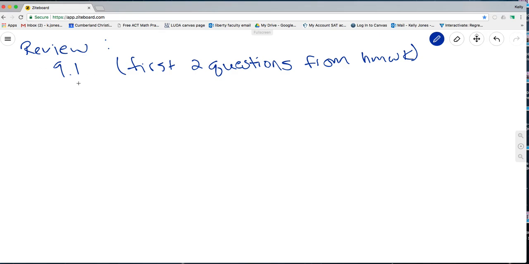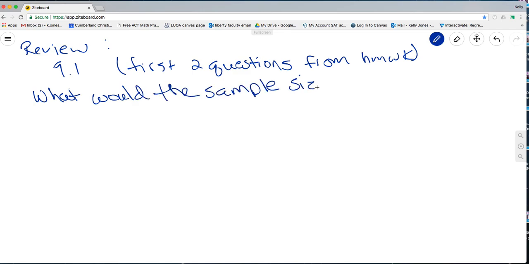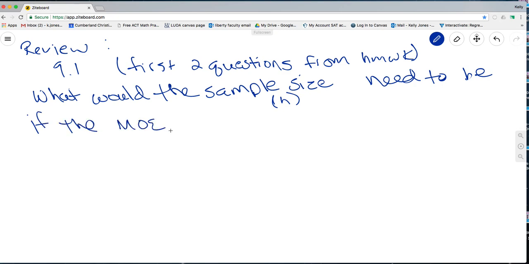One of the questions on the test, I would ask you, what would the sample size need to be? That means I'm asking for n, guys. That's what that means. Okay? If the margin of error were, say, maybe 5% or 3% or 2%, something like that. And if you remember, the way we did it is we take whatever the percentage was.